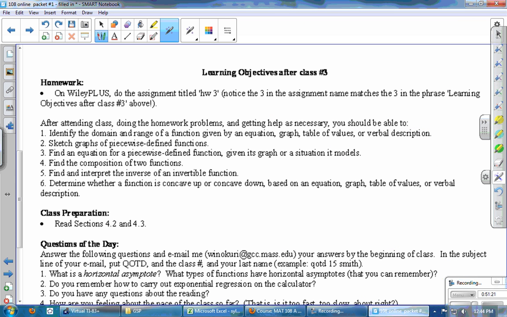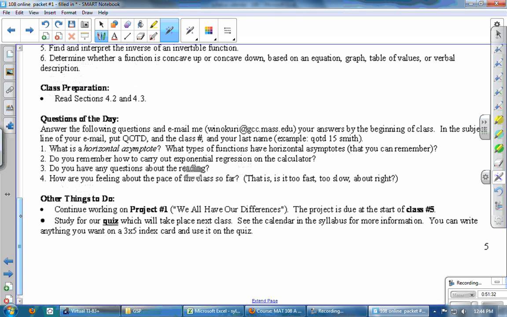After attending class, and working very hard on all of this math, you should be able to do these different things. So use that as a checklist. Your preparation, reading ahead, involves reading sections 4.2 and 4.3 in the book. After you do that, you're going to answer these questions right here based on that reading ahead that you did.